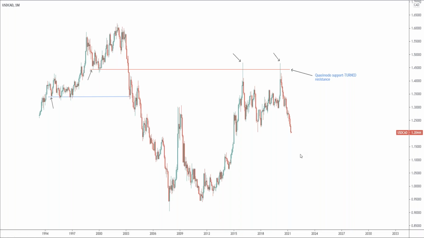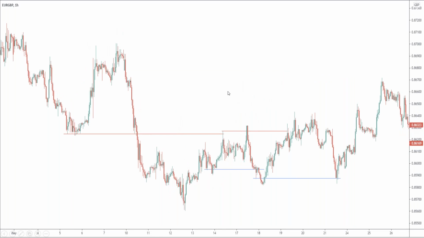One more chart we have is the Euro Pound H1 chart. Now, look, all I've done is apply a handful of Quasimodo support and resistances here. As you can see, this is not a holy grail of trading. It's simply a method of applying support and resistance in what I believe is a more objective and reliable way of navigating the markets.